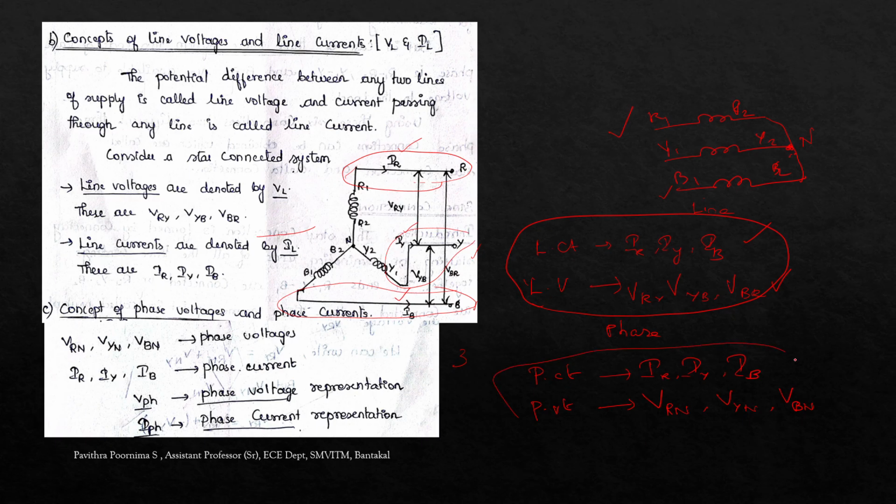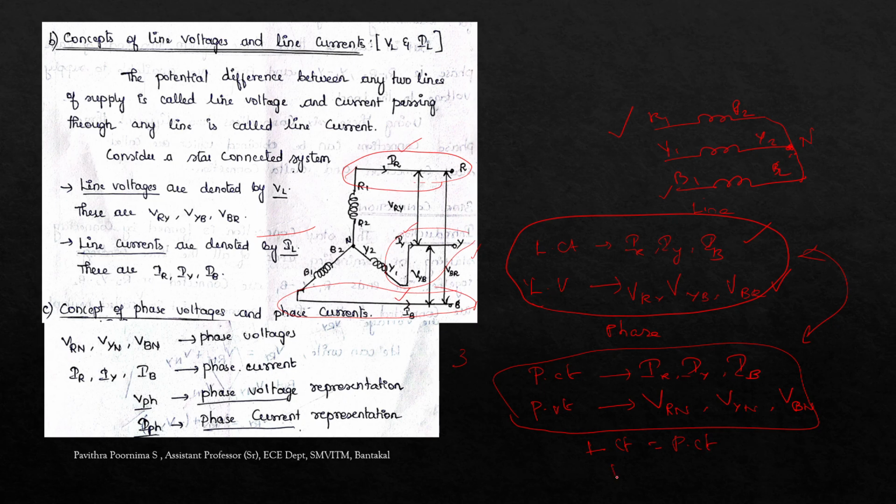So these are all the concepts between the phase current and the phase voltages. Now we'll see what is the relation between these two, the line and phase. If we see this list, the line current, which is IR, IY, IB, and the phase currents are also IR, IY, IB. So we can say the line current equals the phase current.